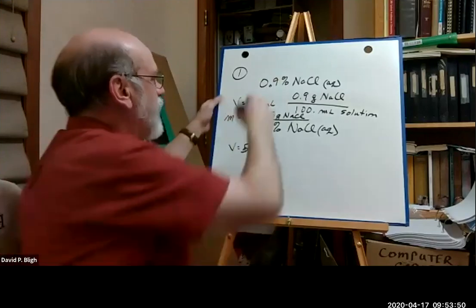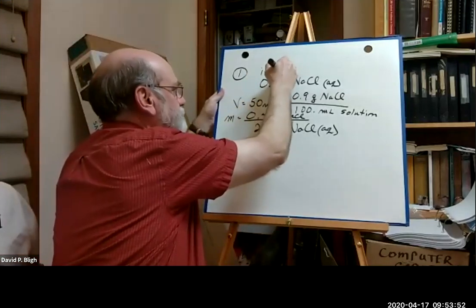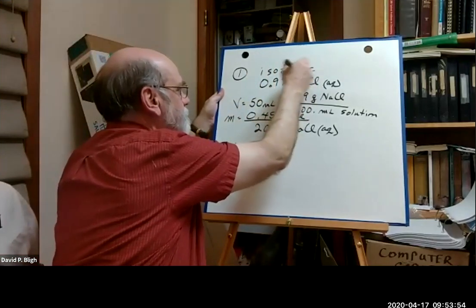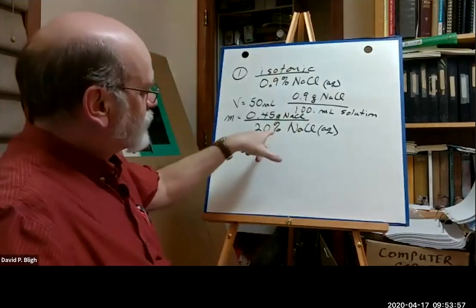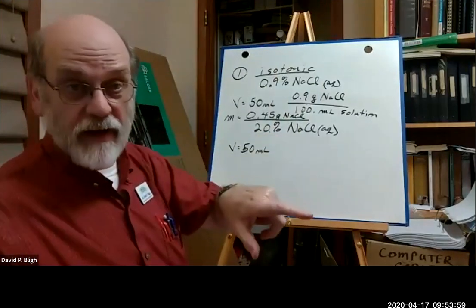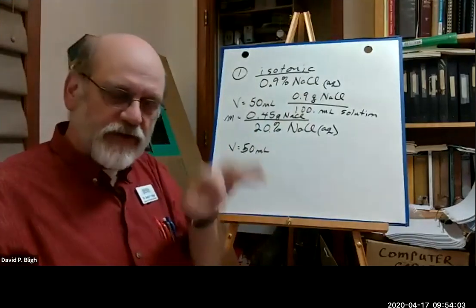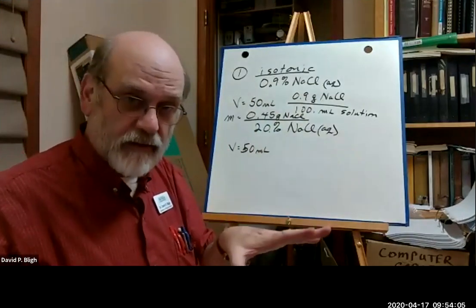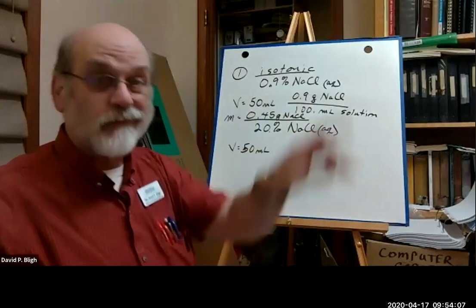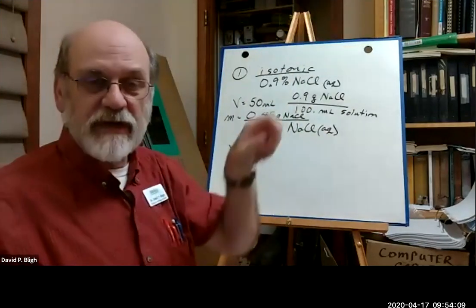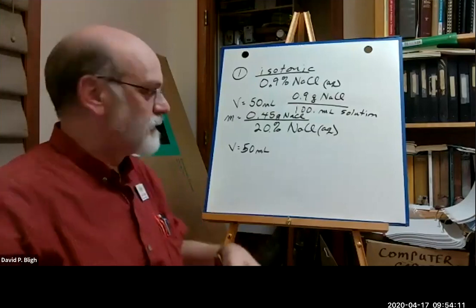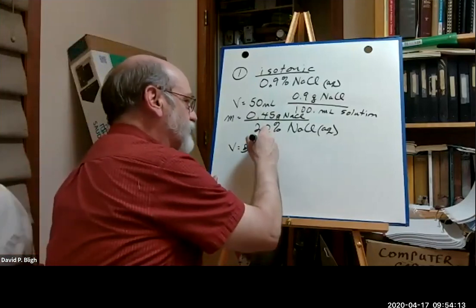So this is going to be our isotonic solution. What about 20% sodium chloride? Right, there's a whole lot more sodium chloride. So relative to the cell, which way are we going? The solute is going up, which means hypertonic. So this is our hypertonic solution.